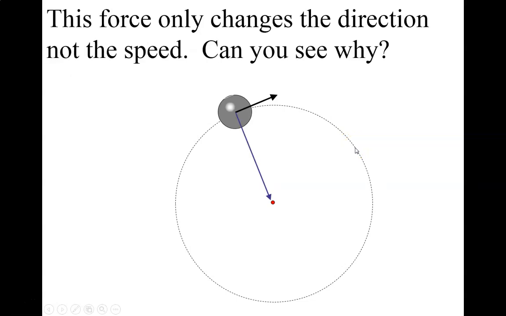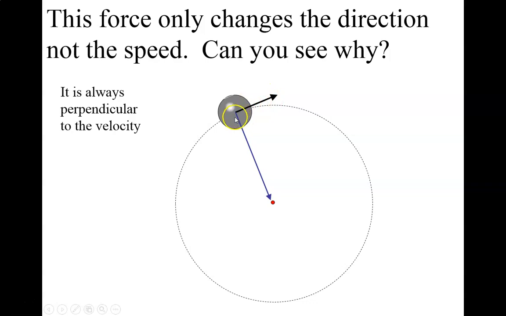Therefore it needs a force. Here we've got the tangential velocity marked off in that black arrow. This blue arrow represents the force that's causing it to travel in a circle. But it only changes the direction, not the speed, and that's because it's never in the direction of the tangential velocity or opposite the direction.